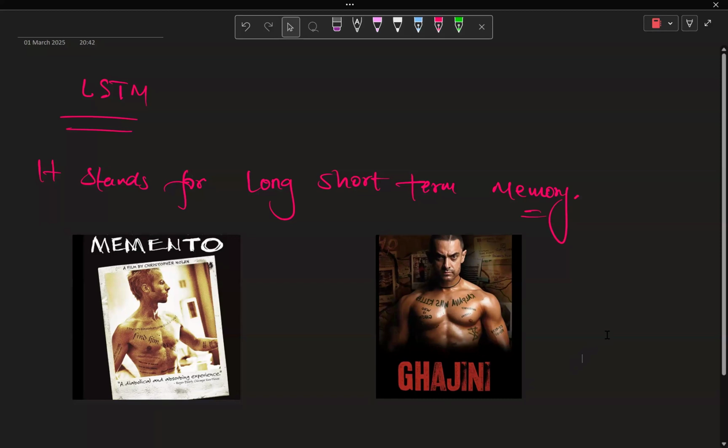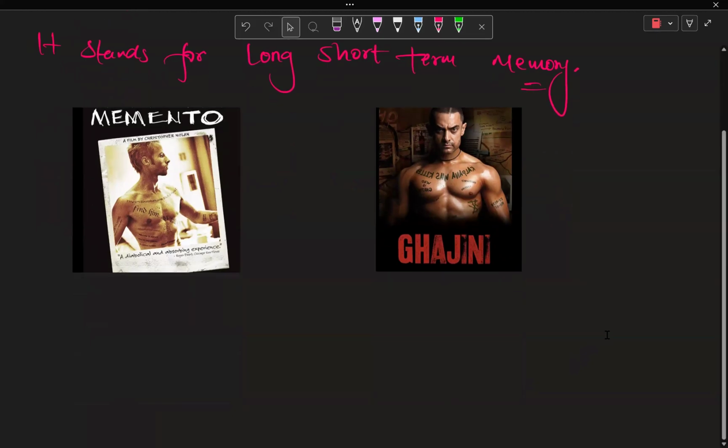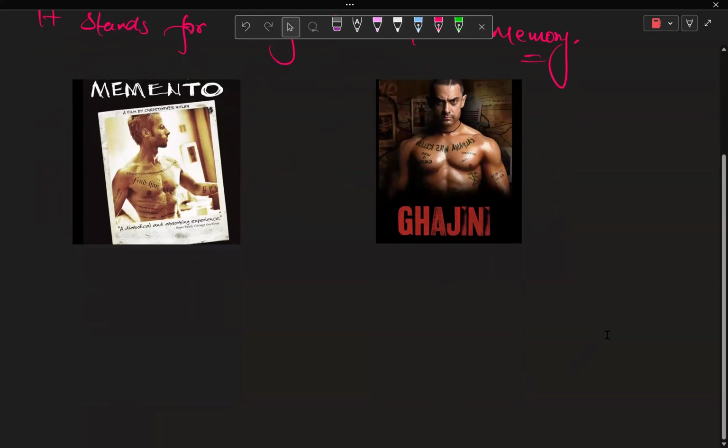So basic RNNs are like the heroes of these movies. They suffer from a short-term memory problem. In both the cases, these actors used to write everything on their body and clip notes on their screens and everything so that they can remember. Because after a certain interval, 15 to 20 minutes, whatever they have experienced is going to be washed out. And that's a real issue actually.